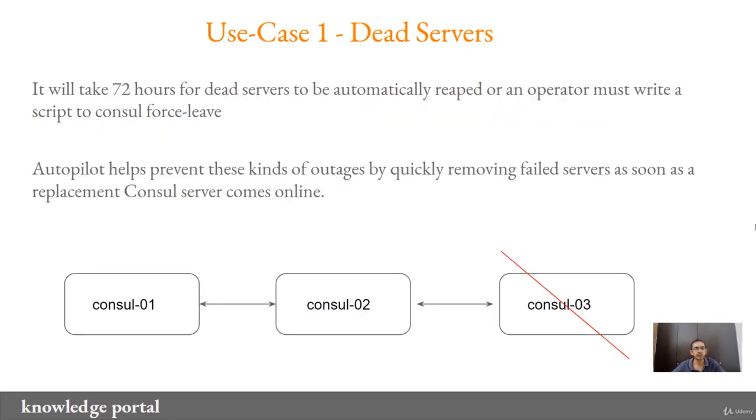So let's take a few use cases to understand things in more detail. First use case is related to dead servers. Generally in Consul, if a server is dead, it will take 72 hours for the dead server to automatically be reaped, or an operator must write a script to run a Consul force-leave command. Now if you have the autopilot settings configured, then autopilot helps prevent these kinds of outages by quickly removing the failed servers as soon as a replacement Consul server comes online.